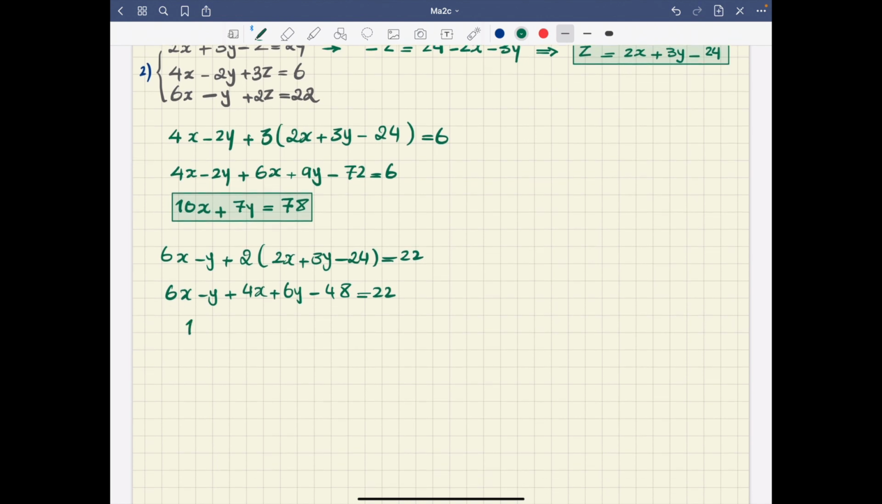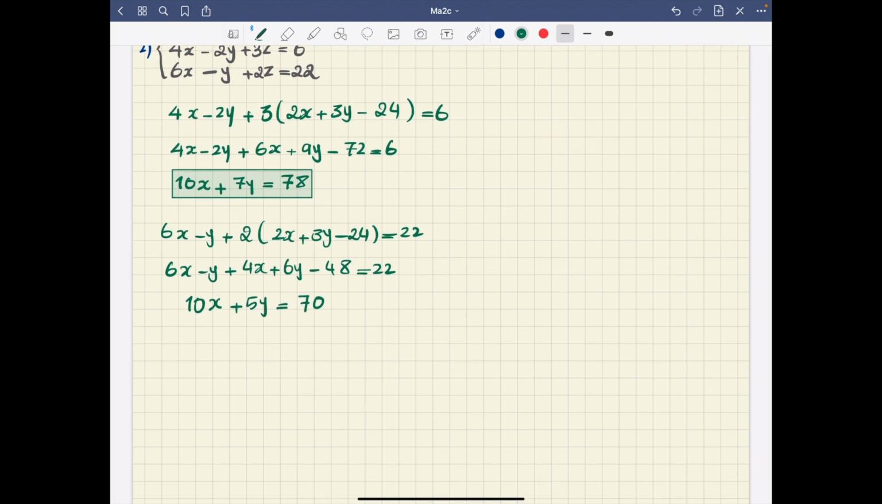If I simplify it, this becomes 10x plus 5y. I move 48 to the other side, it becomes 70. Okay, and I prefer to simplify in this case because it is possible to simplify. By dividing by 5, it becomes 2x, this becomes y, and this becomes 14. These things are not mandatory, but especially if you are doing it by hand, it is better to respect simplifications.